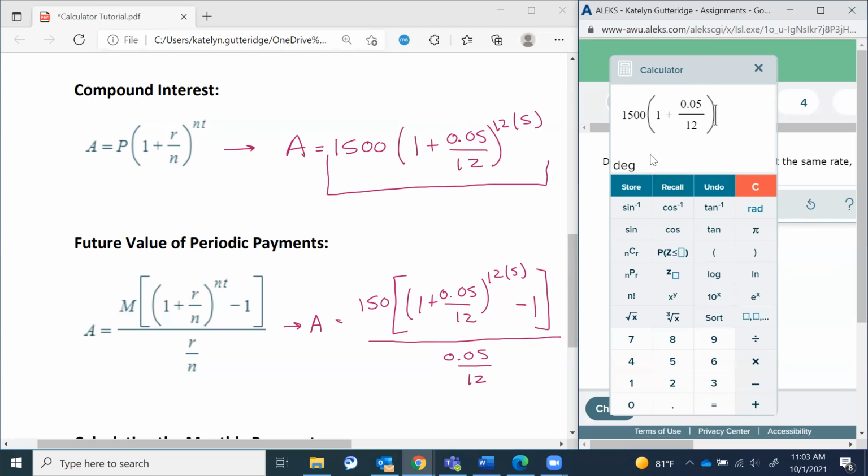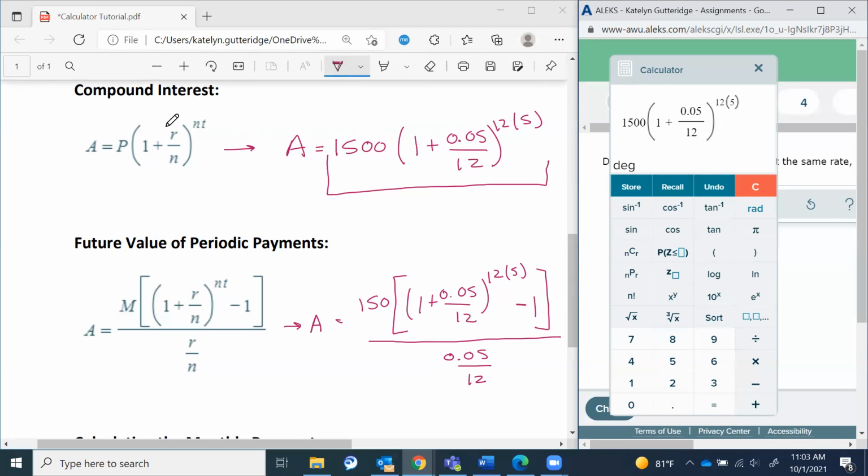And so now I have this. Now I'm going to hit that exponent key. In my exponent, I need to do the 12 times 5. So I'll do my 12, open the parenthesis, put the 5, close the parenthesis. So here I have it all entered. It looks exactly like I have it entered on my piece of paper.